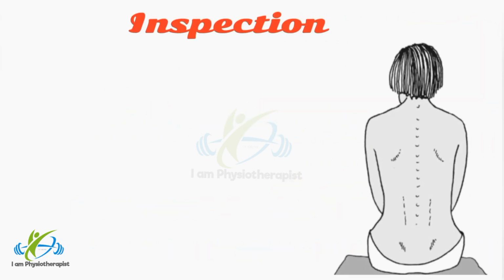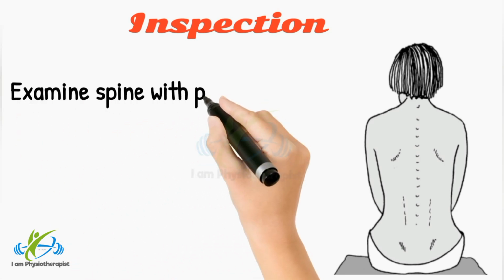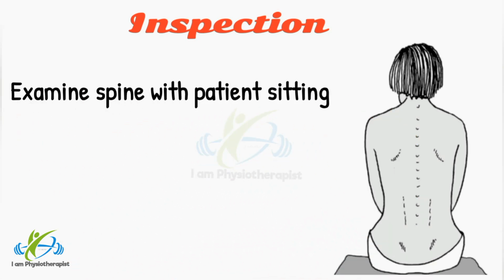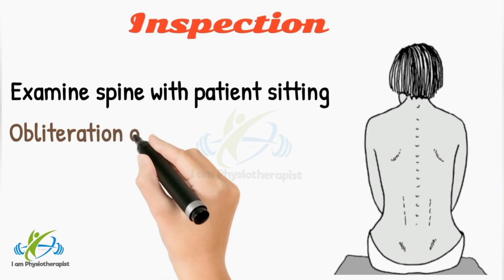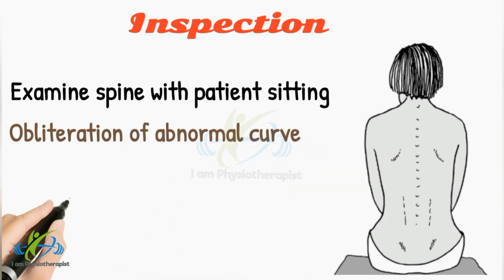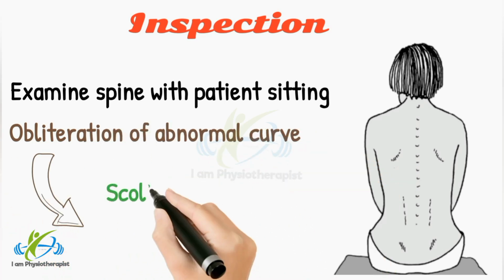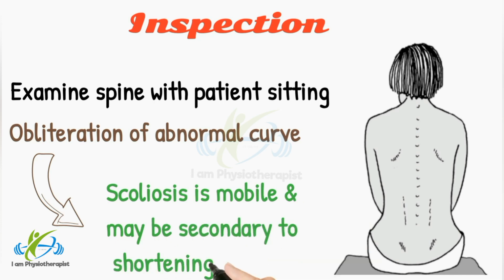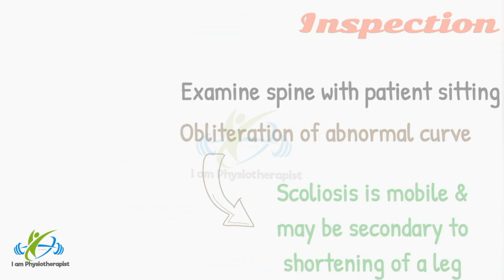In considering other causes of scoliosis, examine the spine with the patient sitting. Obliteration of an abnormal curve suggests that the scoliosis is mobile, and may be secondary to shortening of a leg. Certainly the next step to take is to check and compare the leg lengths.